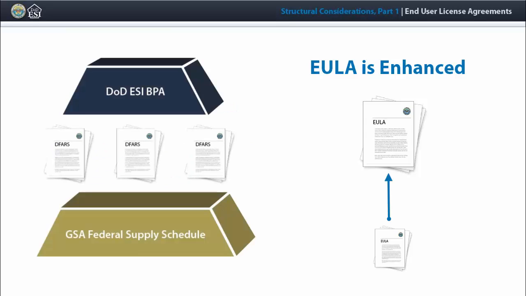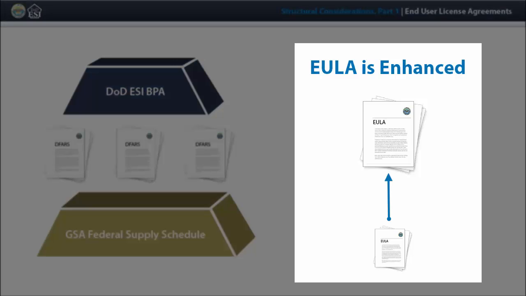According to the GSA, the BPA and the delivery order can enhance the terms and conditions in the FSS, but cannot contradict the FSS. Clarifying clauses and special requirements can be added to BPAs and delivery orders, provided that such additions do not conflict with the terms and conditions of the GSA FSS.